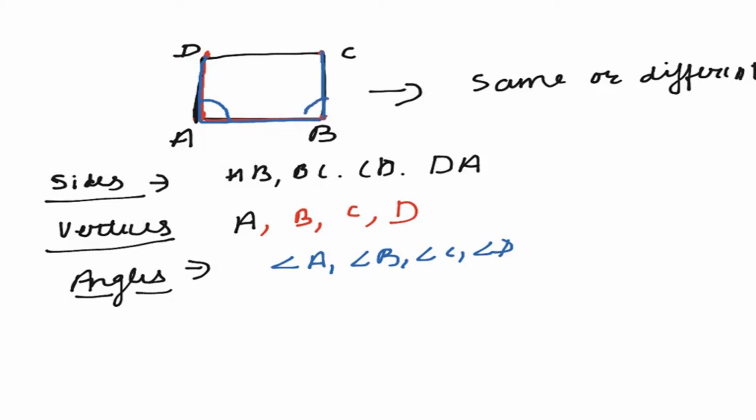This is the inclination between these two line segments. Similarly this is the inclination between DC and BC, and over here we have an inclination between AD and DC. So the inclination between two line segments is known as angles.